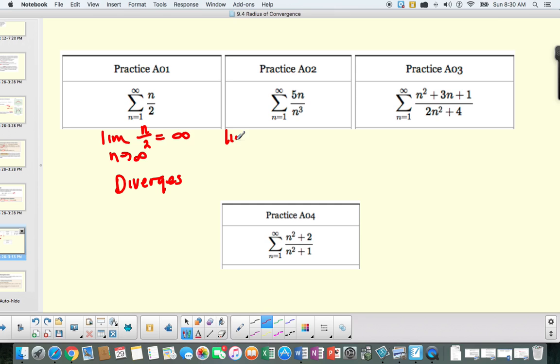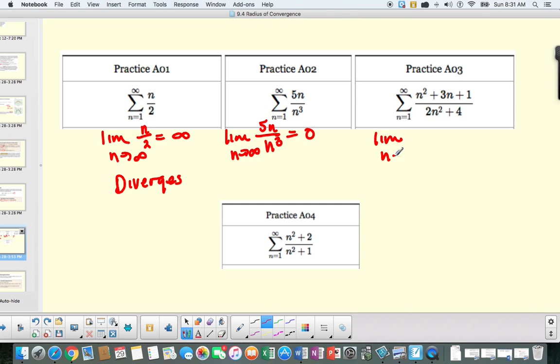Now let's take the limit as n approaches infinity of this a sub n term. Now the answer is 0. Now that means the terms are getting smaller and smaller, but there's no guarantee that that's going to be convergence. All we can say is, all right, we have to investigate with another test. You can't say converging, because the nth term test is for diverging, not for converging.